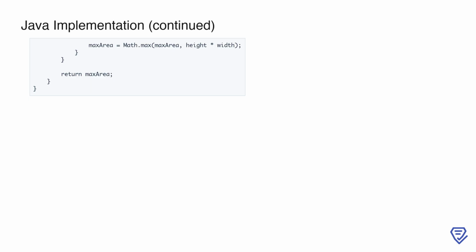We then calculate the area for the submatrix formed by this height and width, updating the max area variable if the calculated area is larger. Finally, after processing all rows, we return the max area, which represents the size of the largest submatrix that can be formed with column rearrangements.